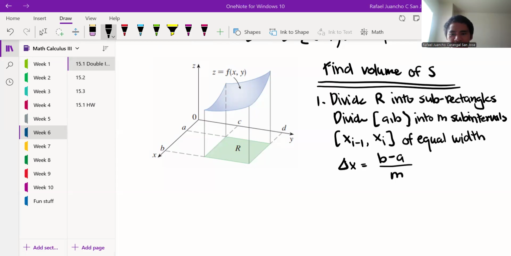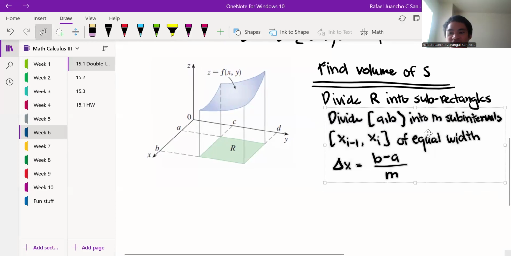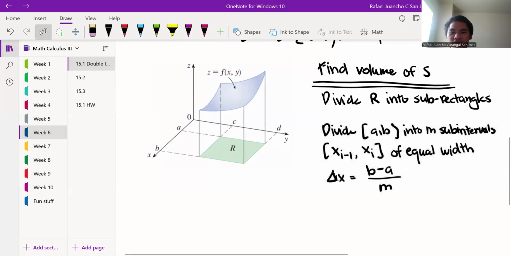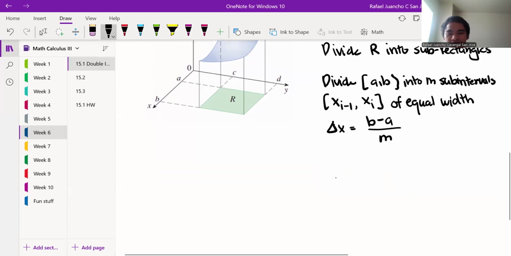And we also do the same thing for our C to D interval. So in Calculus 2, we only did this once. The difference now is we're doing everything twice. There shouldn't be any confusion. We're just going to do everything twice here.